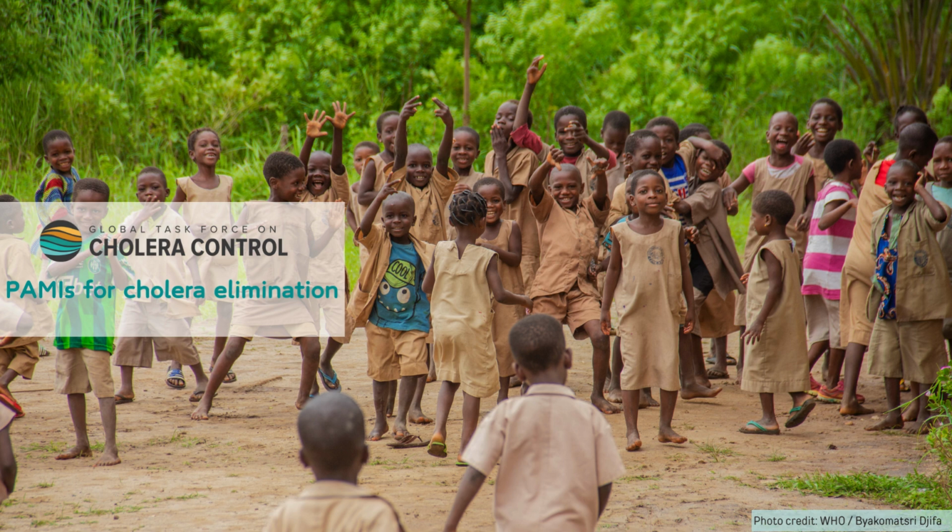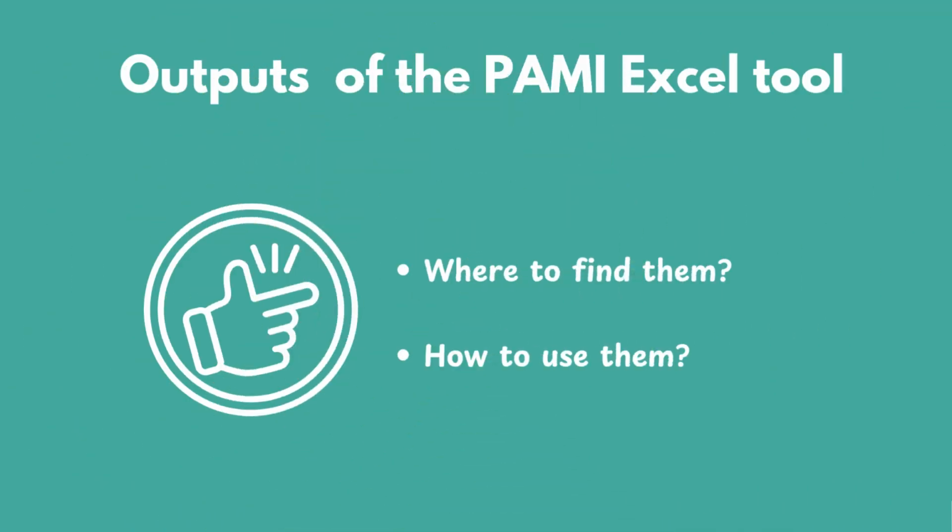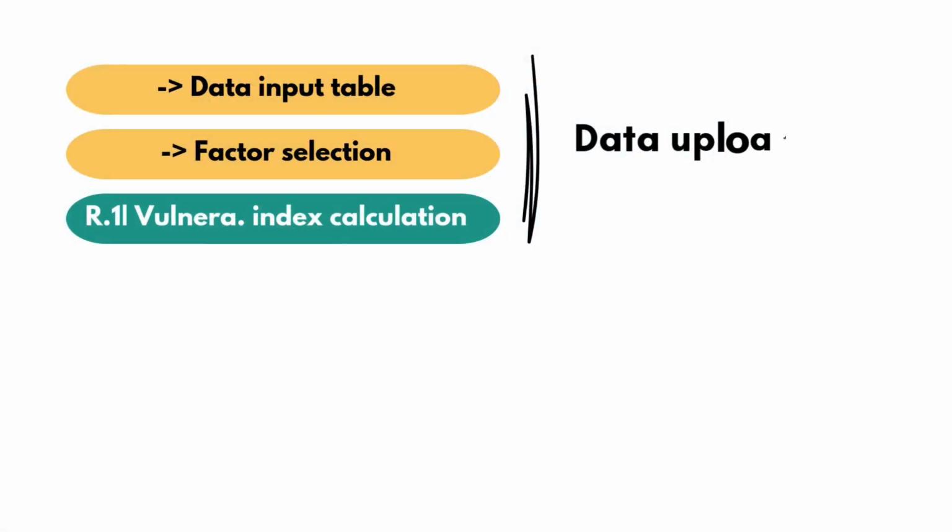This tutorial is part of the GTFCC online course on the identification of priority areas for multisectoral interventions for cholera elimination. Once data has been imported into the PAMI Excel tool, the vulnerability index is automatically calculated in the tool for each geographic unit. In addition, summary figures are also computed to help guide decision-making on PAMIs at the PAMI workshop. This video will show you where to find and how to use and interpret the different outputs of the PAMI Excel tool.